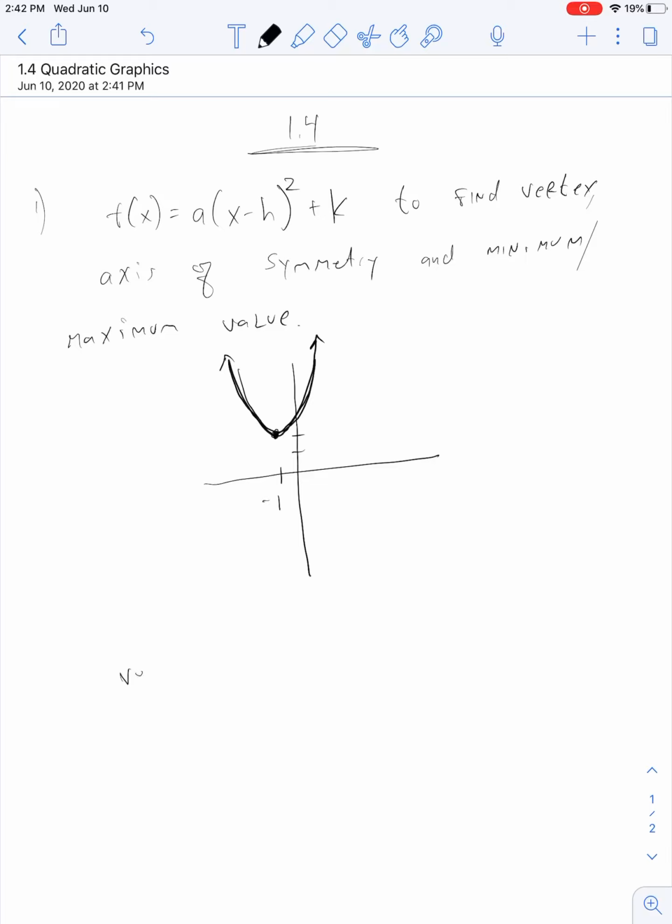So our vertex is really nice. Our vertex is the lowest point or the highest point on the graph. So vertex here is -1 and 2.